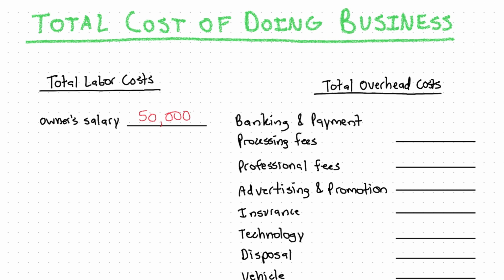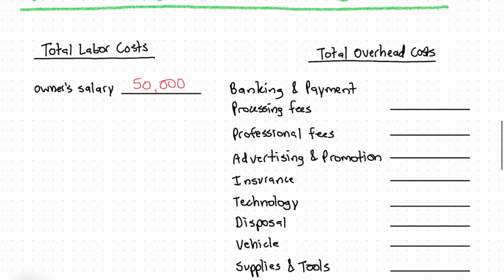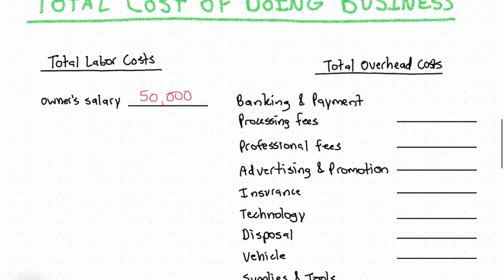And disposal, I think this is pretty relevant to a handyman. I know that for myself it is. Any disposal fees that you might have if you frequently make trips to the local dump to dispose of whatever it might be, doors, wood, trim, stuff like that. You want to include that. Then your vehicle expenses, that's maintenance, repairs, oil changes, gas.